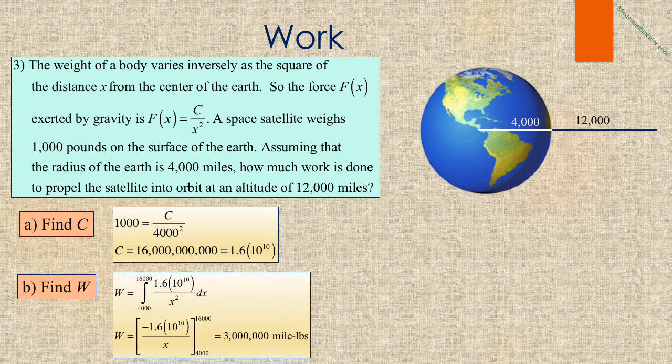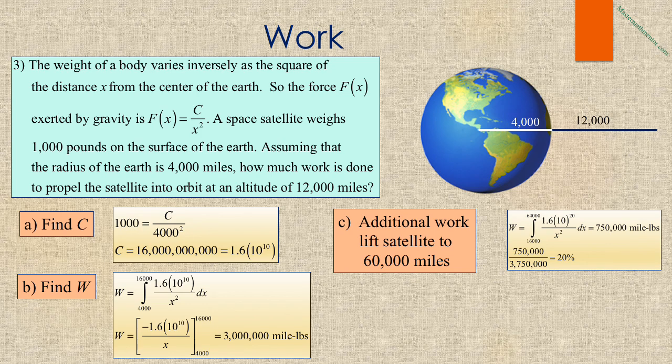So if we are interested in lifting just the satellite into an orbit 12,000 miles above the Earth, we integrate 1.6 times 10 to the 10th over x squared dx from the surface of the Earth, 4,000, to 16,000. 16,000 is 12,000 above 4,000. And when we do that, we get negative 1.6 times 10 to the 10th over x, evaluated from 4,000 to 16,000, and we get an answer of 3 million mile-pounds.